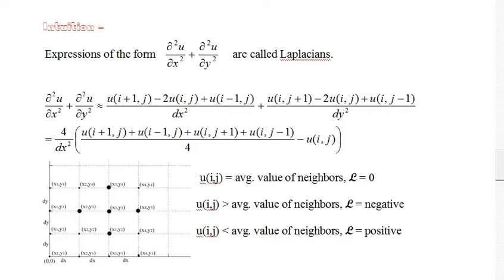Recalling that a single spatial second derivative represents curvature, if both derivatives in the Laplacian are negative, the surface is concave downward. If both are positive, the surface is concave upward, and if both are zero, the surface is flat. Not necessarily horizontal, but flat. And if one is positive and the other negative, the surface is saddle-shaped.